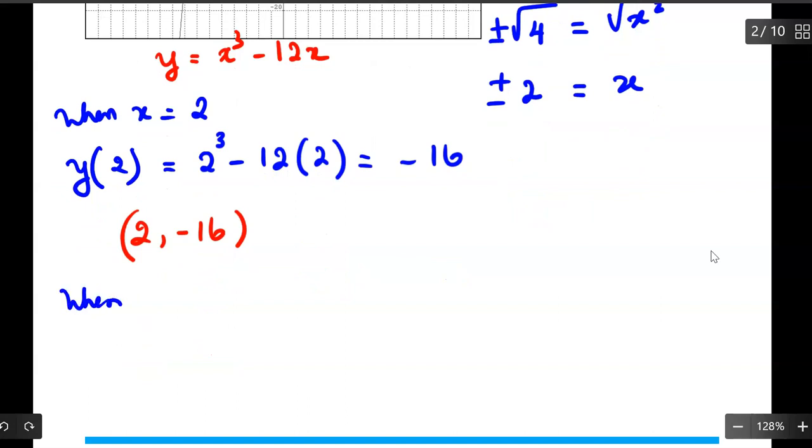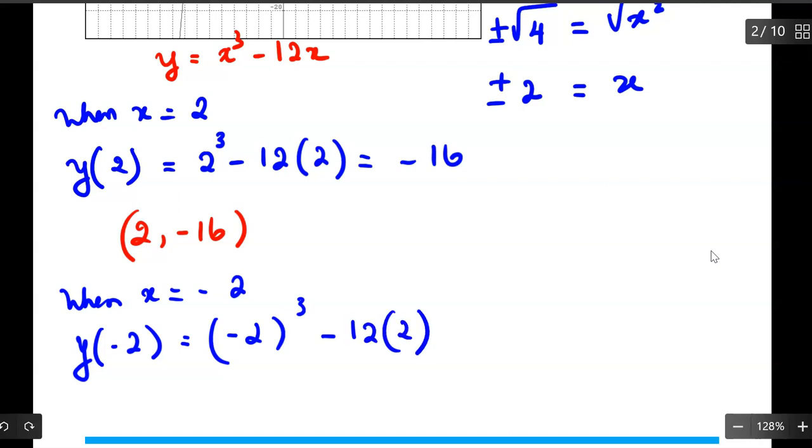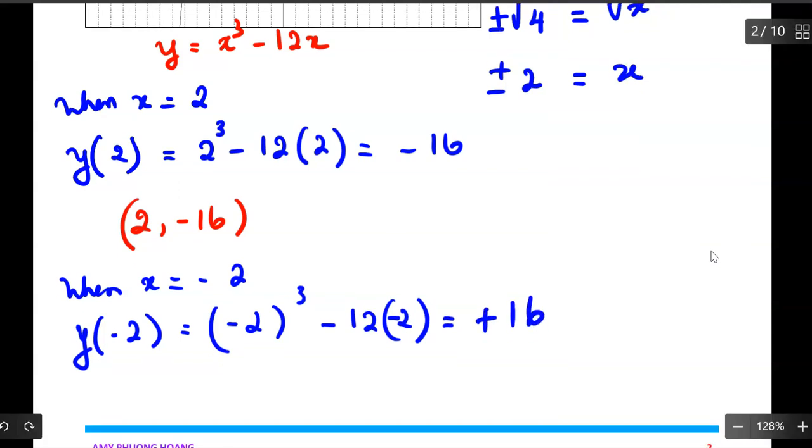So when x equal to minus 2, y of minus 2 equal to negative 2 raised to exponent 3 minus 12 times negative 2. So in this case I should have negative 8, and here is negative 2, so negative 8 plus 24, so I should have positive 16. So here, when x equal to negative 2, y is equal to positive 16.